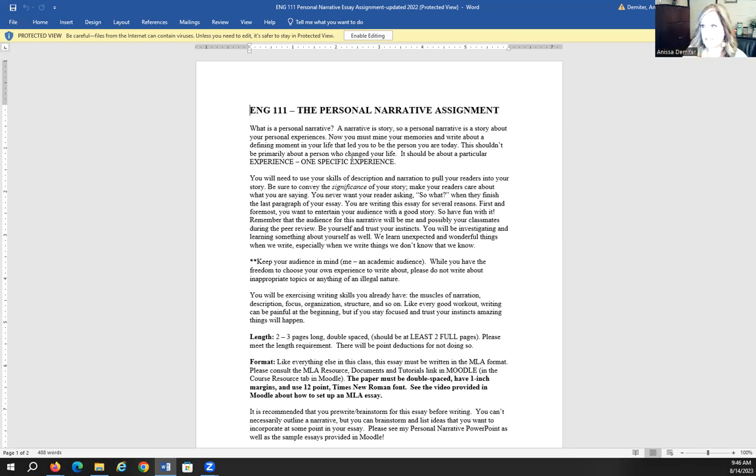Choose one experience. Keep your audience in mind. Please do not write about any topics that are illegal or inappropriate for an academic audience. Kind of think about that. I like to give students the freedom to choose, but there have to be some boundaries. I've had some doozies submitted before. So just please stick to a story that you can tell.